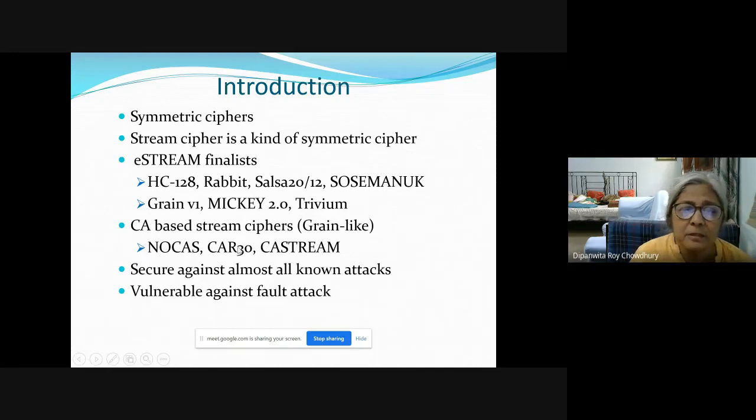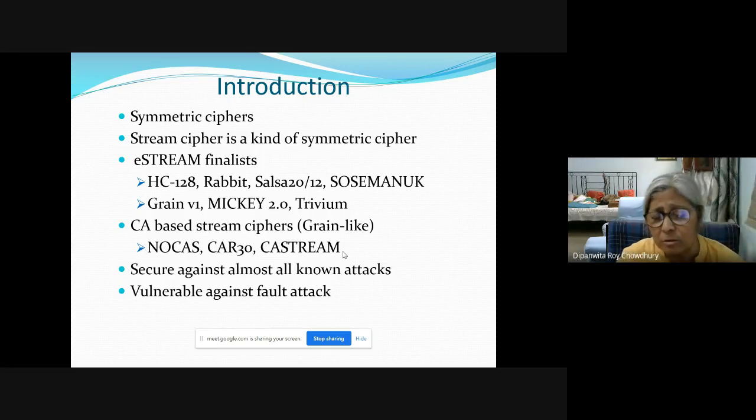CA-based stream ciphers are what I just now showed, that there are a number of CA-based stream ciphers, and mainly Grain-like, because Grain is lightweight and it's very popular. So we have a number of them: NoCache, CAT30, CA stream, again Casca, Fresca. There are a lot, as I showed. This is only from our group. Again, other groups have also worked. So from IIT Kharagpur we have a lot of things, and so we understand that actually the target has not been achieved.